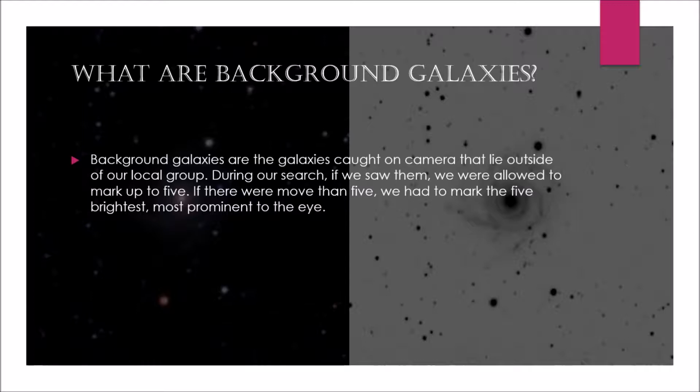Explaining background galaxies, there's not really much to explain because they are exactly how they sound. Background galaxies are just galaxies that were caught on camera way off into the distance of the local galaxies that we were looking at. We were asked to mark up to 5 if we saw them, and if we saw more than 5, we were supposed to mark the brightest and the most prominent ones.